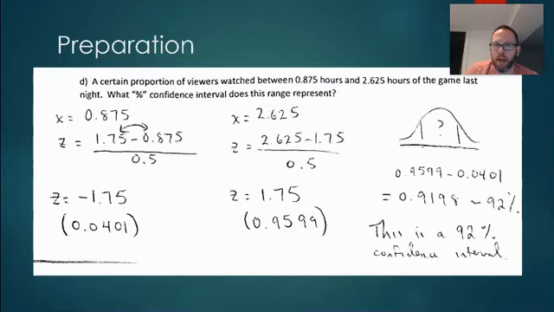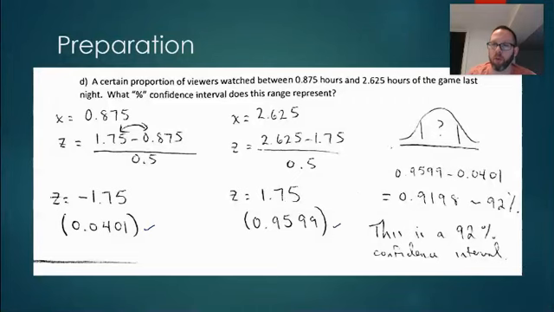Okay, so here we go. So I actually flip-flopped my order of subtraction first when I did this. So you should be doing 0.875 minus 1.75. So I found the two Z-scores. I found my Z-scores. I went into my table. I looked up my probability, 0.0401. Looked up my probability, 0.9599.